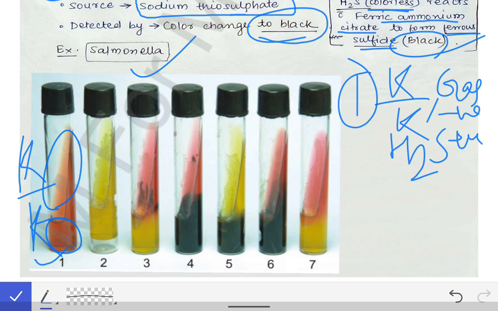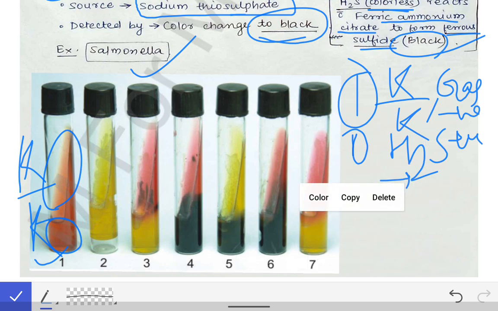Okay, you should write about all the test tubes, 1, 2, 3, like this you have to write here what are the changes that you are seeing in all of these test tubes. Okay, first let me tell you what are the different changes in different test tubes.